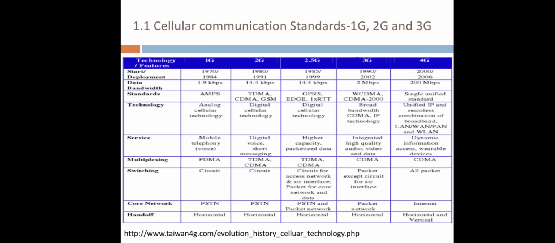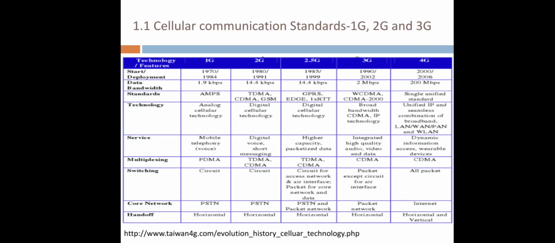Technology: analog cellular technology in 1G, digital cellular technology in 2G and 2.5G. In 3G, broadband bandwidth CDMA IP technology, and in 4G, unified IP and seamless combination of broadband LAN, WAN, MAN and WLAN. Service: mobile telephone in 1G, in 2G digital voice and short messaging, in 2.5G higher capacity packetization, in 3G integrated high quality audio, video and data, and in 4G dynamic information access and wearable devices.